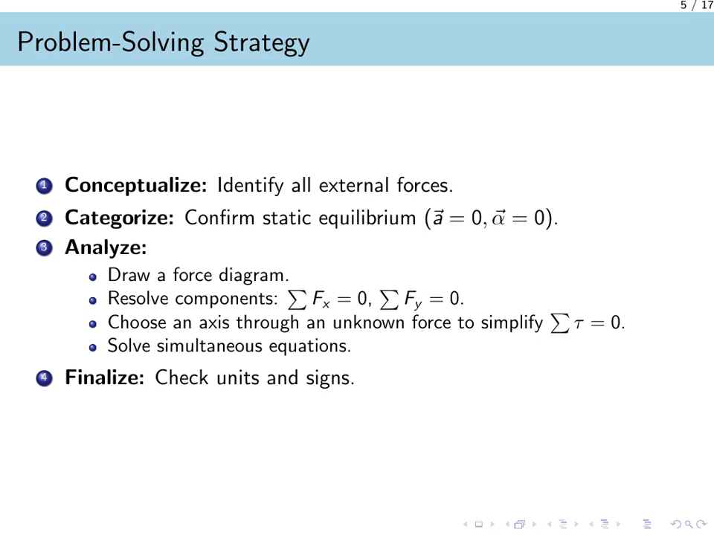The third step is the analysis. Here, you draw a force diagram and then apply the 2 conditions for equilibrium. Setting the net force to 0 and the net torque to 0 gives you a system of equations to solve for your unknowns. A common pitfall is forgetting a force, like friction on a ladder, or choosing an unnecessarily difficult axis for the torque calculation.